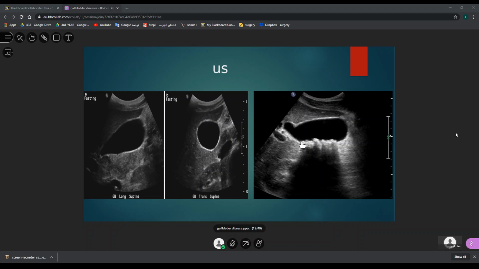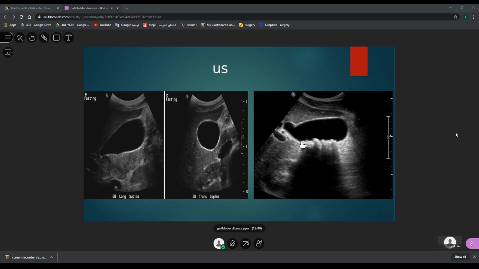On this ultrasound, you can see the liver, you can see the wall, and down here you can see some deposits. These are the gallbladder stones. So this patient is having gallbladder stones.